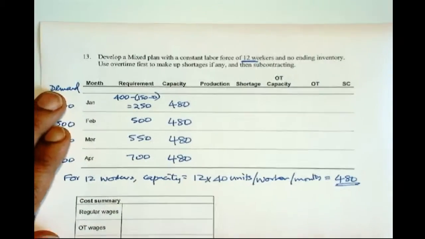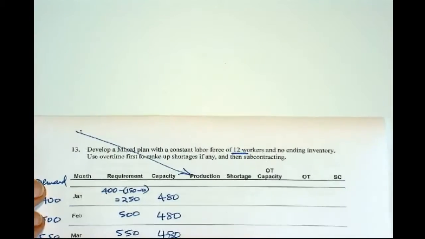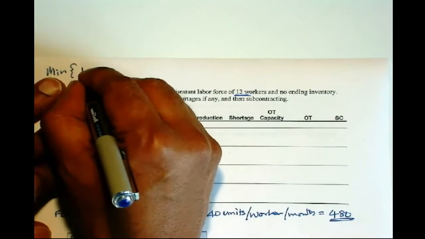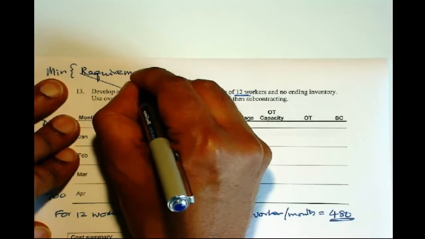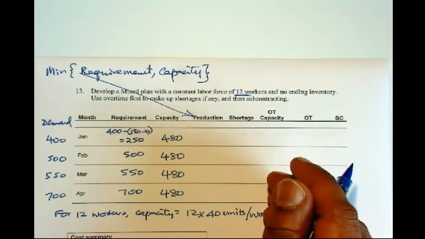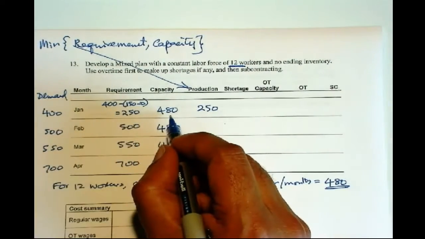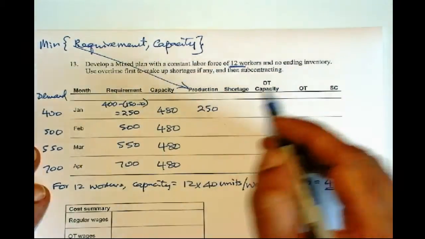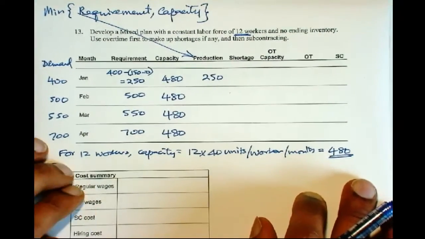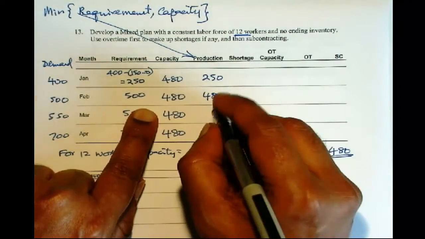So remember the formula: production is the minimum between requirement and capacity. So you compare these two. You need only 250, even though you have a production capacity of 480. Remember, we're not going to have any inventory, so we produce only what is needed. Just because you have excess capacity, we're not going to produce and keep stuff in inventories, because that's the way we have defined that mixed plan. So here we can only produce 480, so the minimum is 480, 480.